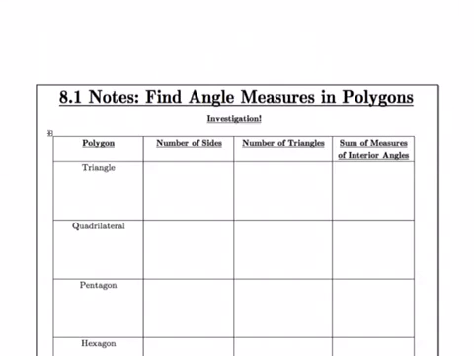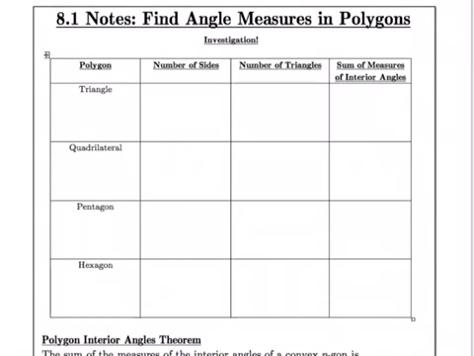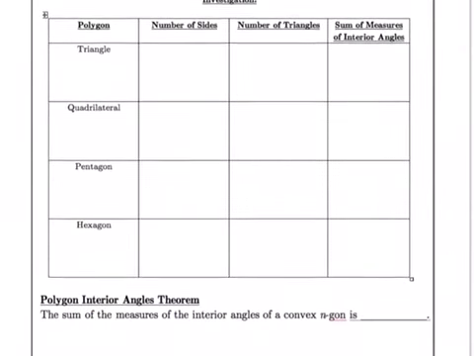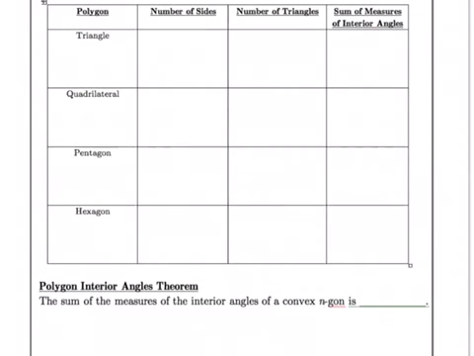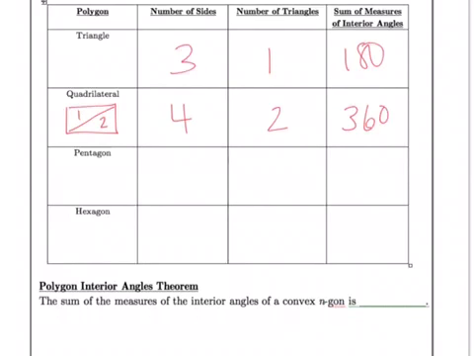Alright, moving on to our notes for today. We have finding angle measures in polygons. If you have a triangle, there are 3 sides. Number of triangles, that would be 1, and the sum of the interior angles is 180. A quadrilateral has 4 sides. If you have a quadrilateral, there are 2 triangles, which means that 180 times 2 would be 360.